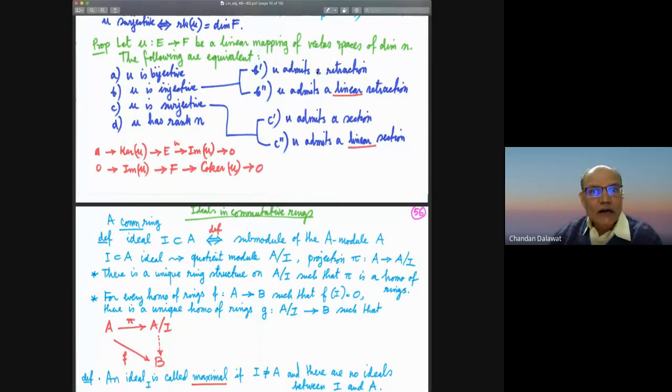It's also equivalent to U admitting a retraction. We have defined this notion of a retraction. It's a mapping R from F to E such that when I first apply U and then that mapping R, I get back the identity mapping of E. Then the next condition is that U should admit a linear retraction. So I further require that retraction to be linear. Finally, U admits a section. That's a mapping S from F to E, such that when I first apply S and then apply U, I get the identity mapping of F. And finally, the requirement that U admits a linear section. So all these 8 conditions are equivalent for a linear mapping between vector spaces of the same dimension.